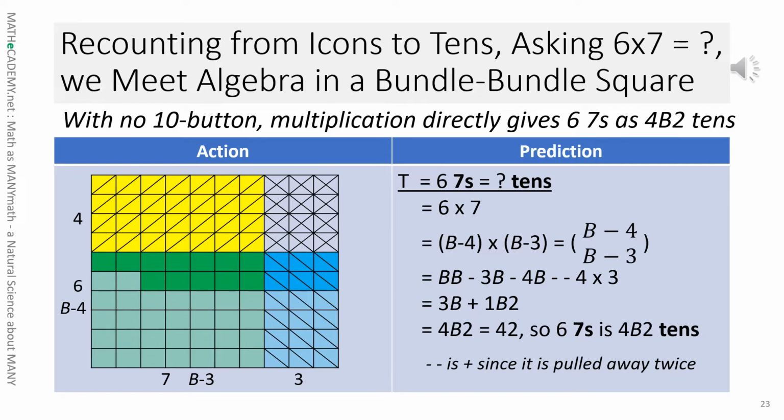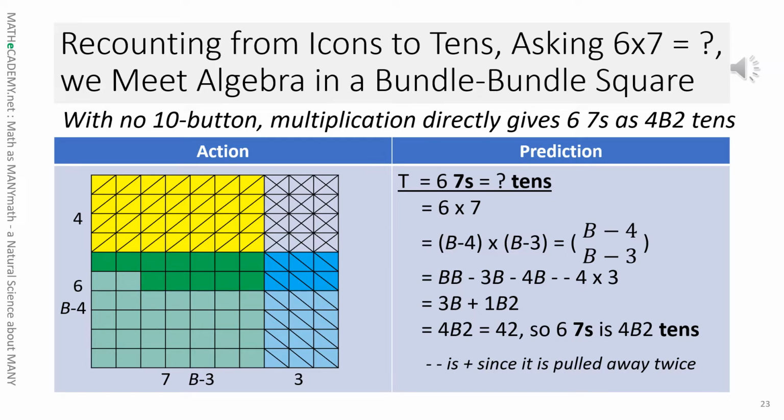On a pegboard or squared paper, we may set up a 10 by 10 square, with 6 and 7 on the sides, written with underloads as bundle less 4 and as bundle less 3. We see that the 6 by 7 block is left when, from the B times B block, we pull away a 3 times B block and a 4 times B block, and then add the 4 times 3 block that was pulled away twice. Again, we see that 6 sevens recounts as 4 bundle 2 tens. Also we see that minus times minus must be plus, since it is pulled away twice.